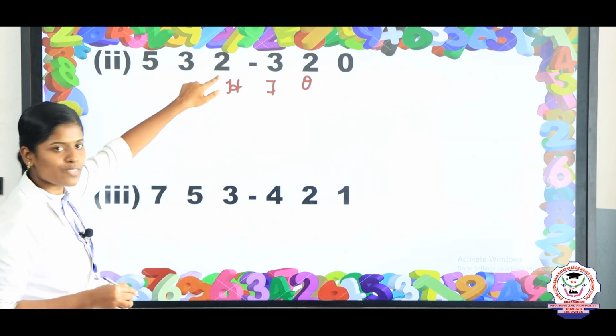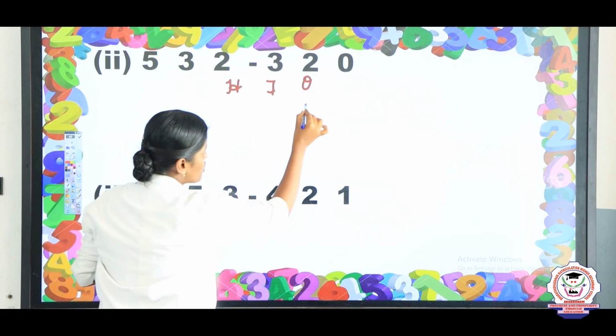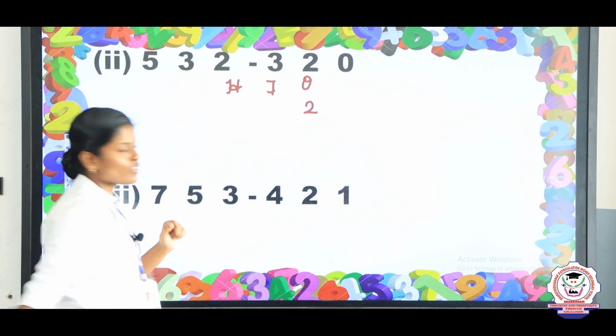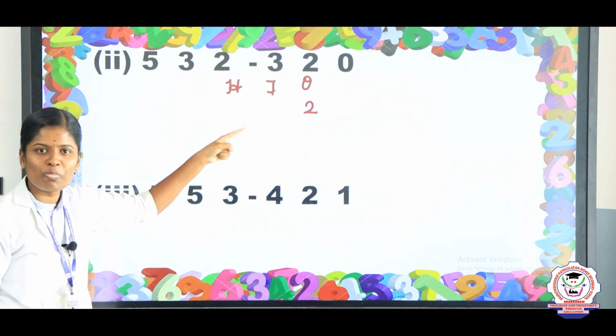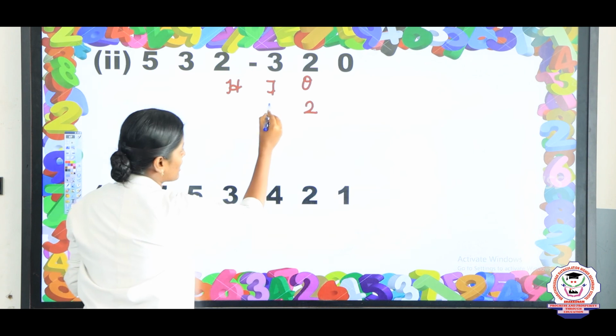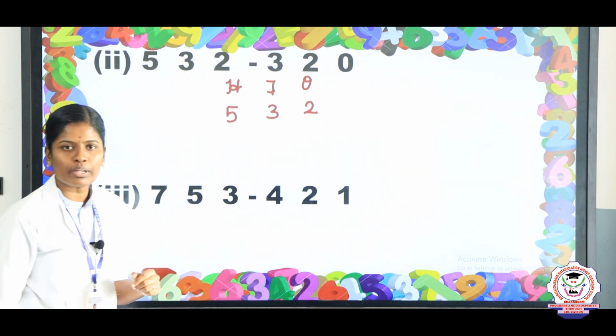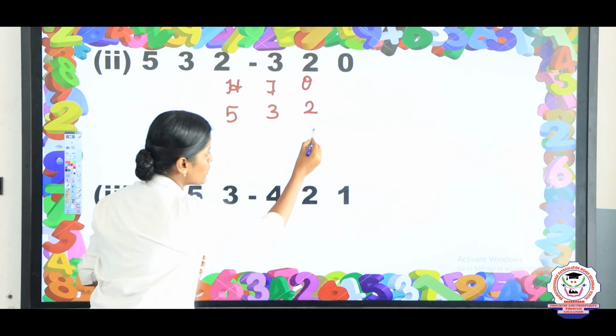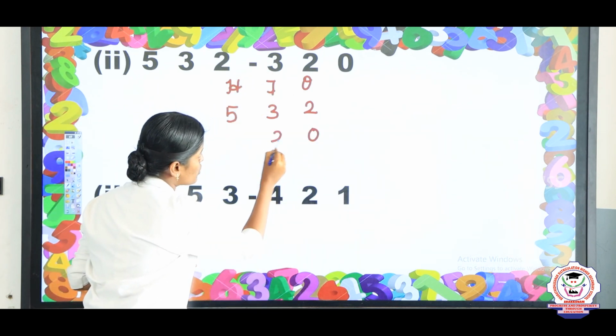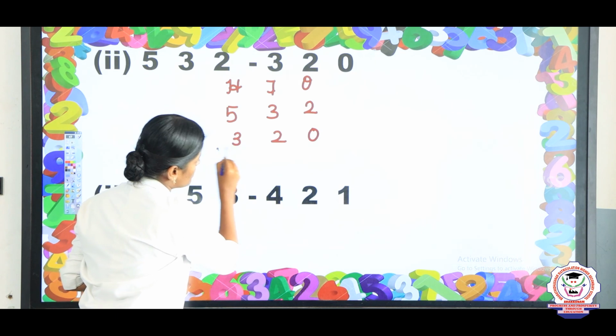Here what is the ones place value? The ones place value is 2. Now tell me, what is the tens place value? Very good. The tens place value is 3. And what is the hundreds place value? The hundreds place value is 5. Next we take the ones place value 0, the tens place value 2 and the hundreds place value 3.